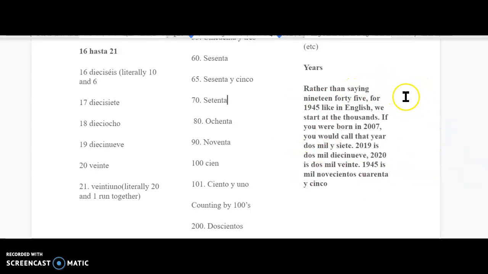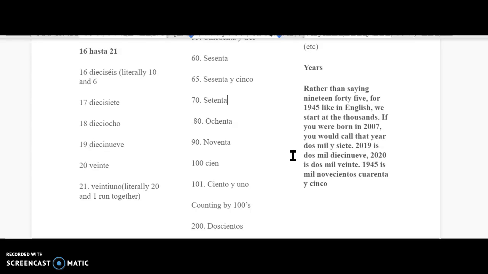So, years. Rather than saying 1945, where we break it up for 1945, like in English, we start at the thousands. So, if you were born in 2007, we would call that year 2007. Last year, 2019, is 2019. This year, 2020, is 2020. 1945 was 1945.